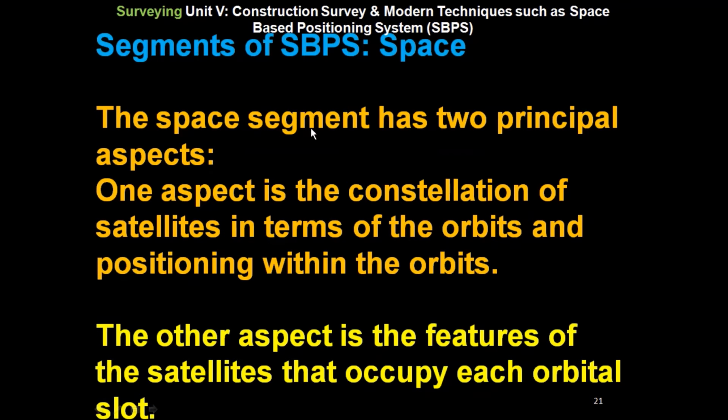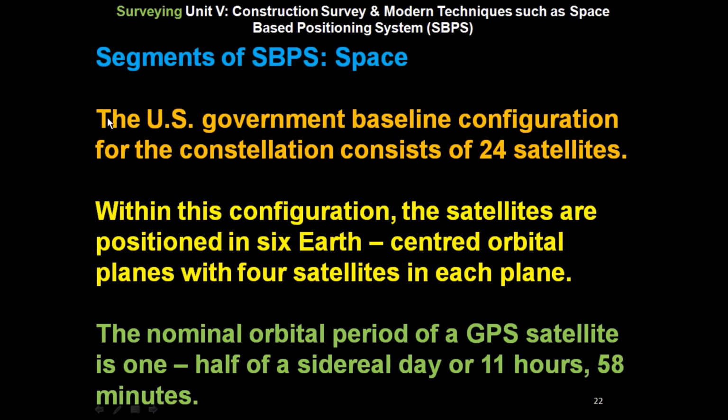The space segment has two principal aspects. One aspect is the constellation of satellites in terms of the orbits and the positioning within the orbits. The other aspect is the features of the satellite that occupy each orbital slot. The US, that is United States government baseline configuration for the constellation consists of 24 satellites. Within this configuration, the satellites are positioned in 6 Earth-centered orbital planes with 4 satellites in each plane.